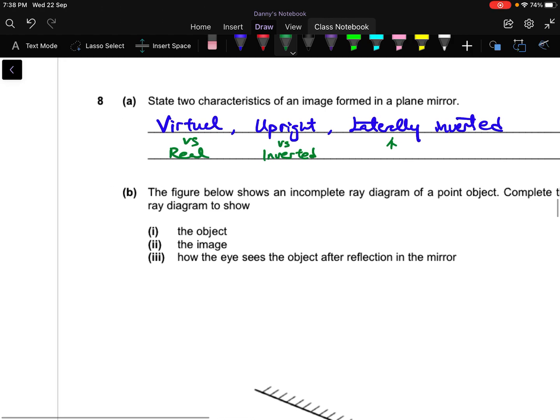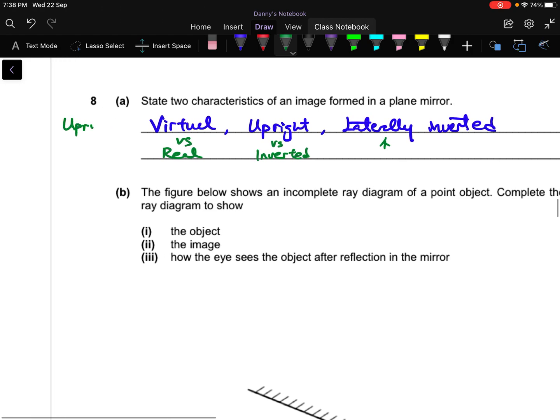So for lens, there's one more: whether it is magnified, diminished, or the same size. So of course for mirror it will be the same size. Some of you are asking me, oh sorry, I made a mistake. It's not upright. This one is magnified. Sorry. So it is magnified, diminished, or same size. So can you write gets bigger, gets smaller? Unfortunately, no. We only want words like magnified or diminished or same size.